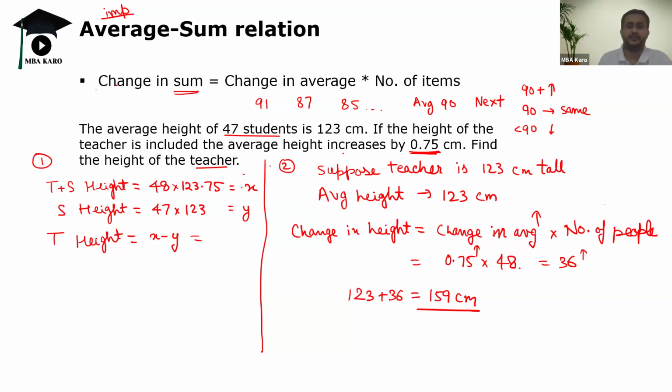Now tell me whether calculating this was easy or this was easy. Second one, right? So everyone would agree that the second method was easy. Now you do not have to write these two lines. I mean, even you do not have to write this formula also. This was to explain. You just need to do 0.75 into 48, 36. Just add 36 to the given average.